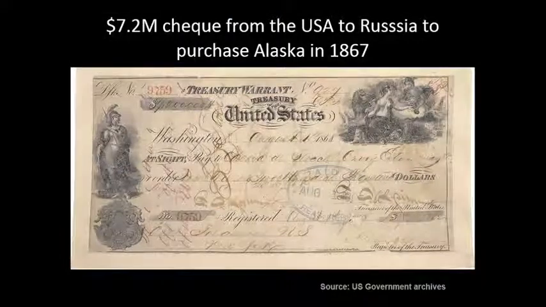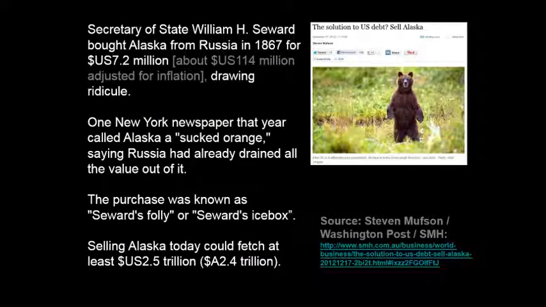And a little bit of context as well, relevant to the story. This is the check from the US to Russia to purchase Alaska in 1867. So Russia originally owned Alaska, and they sold it to the US in 1867. And it was a huge controversy at the time. The government of the day was roundly criticized. One New York newspaper that year called Alaska a sucked orange, saying Russia had already drained all the value out of it. And the purchase was known as Seward's Icebox.